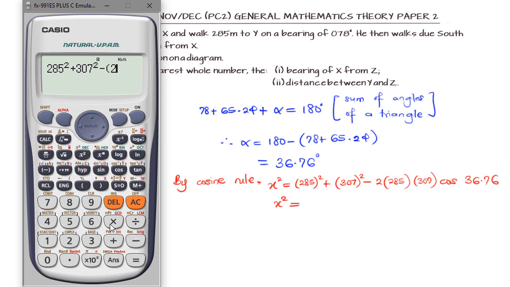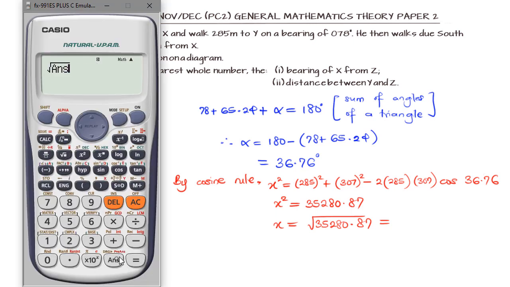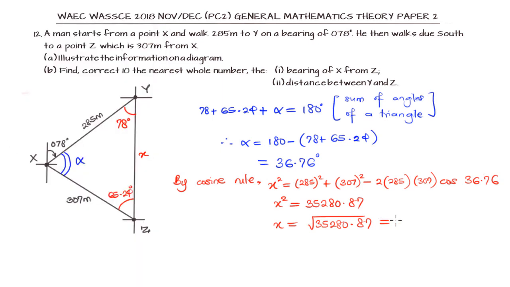Using our calculator to evaluate this, inputting all these values, 2 times 285 times 307 cos 36.76, that will be 35,280.87. So x will now be the square root of 35,280.87. Let's find that square root. The square root of our answer is 187.832. But now we are told that we have to find it correct to the nearest whole number. So that will be approximately equal to 188 meters, and that is our answer.